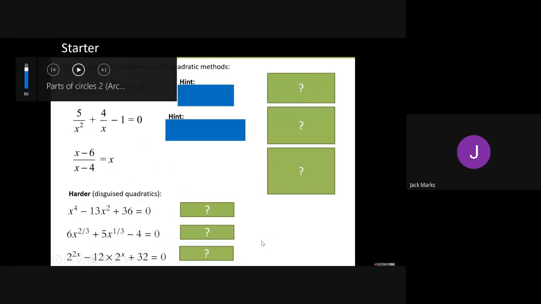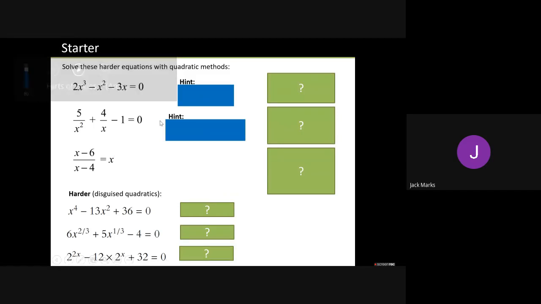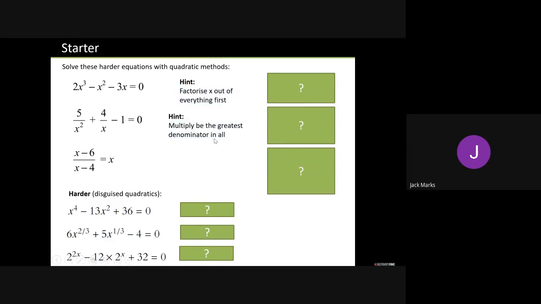Okay, this is the second lesson here on quadratics. So just take a moment to have a go at these questions here from the starter. You should now be able to do those ones. Pause the video, have a go.